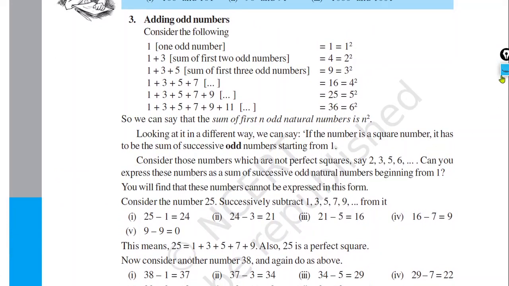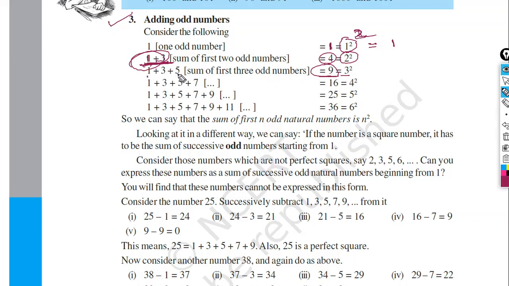Look at it: adding odd numbers. Suppose you find 1 square, which equals 1. 2 square equals 4. You see 1 plus 3; both are consecutive odd numbers. Now 3 square is 9. 3 square means we add the first 3 odd numbers: 1 plus 3 plus 5. 5 plus 3 is 8, plus 1 is 9. So 1 plus 3 plus 5 equals 9, which equals 3 square.